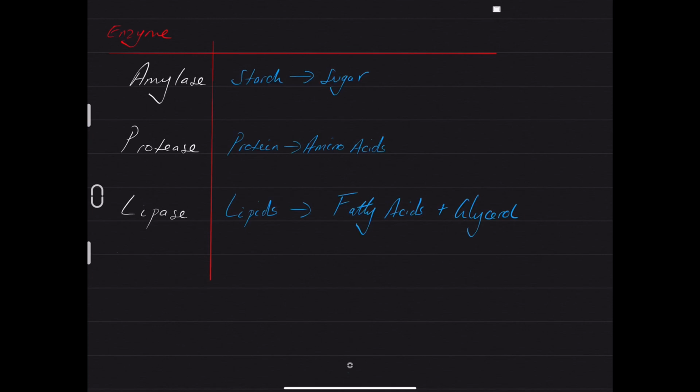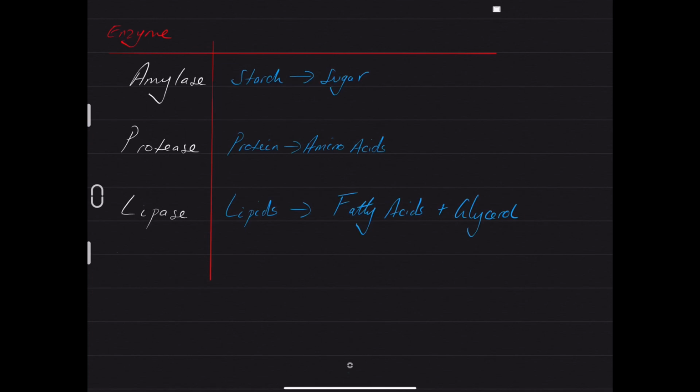Can you quickly make a note of the products from the enzyme activity for each one? Okay, and notice what the substrate is, what the enzyme is working on. Amylase is working on starch, giving sugar. Protease is working on proteins, giving amino acids. Lipase is working on lipids, giving fatty acids and glycerol.